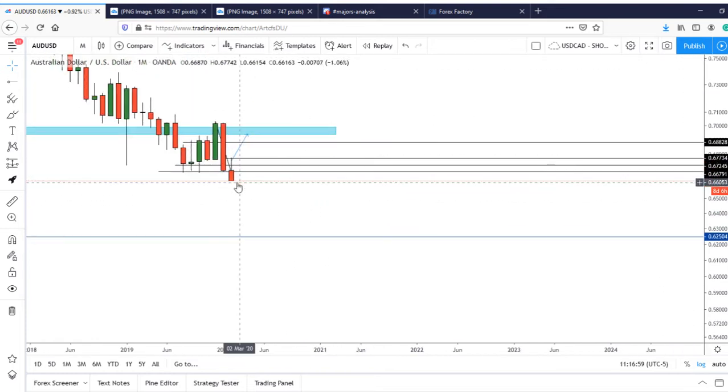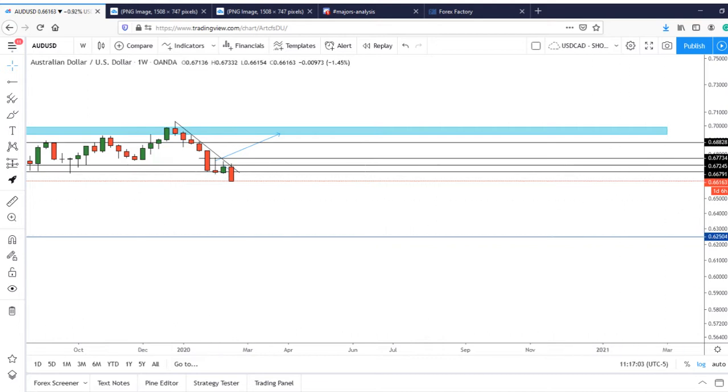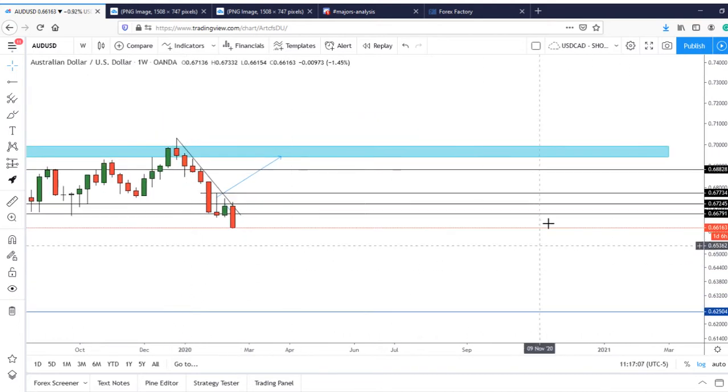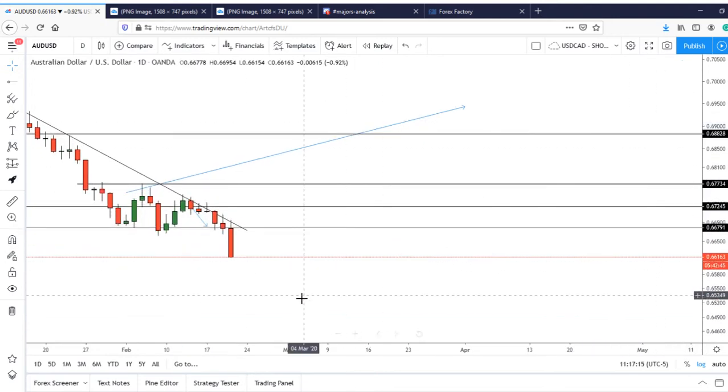Right now is a pretty good entry point from the monthly standpoint. Let's head over to the weekly and daily, see if we can get our stops and take profit levels down. So this is such a bearish weekly candle. It's screaming a short, and I think we should enter now, guys.